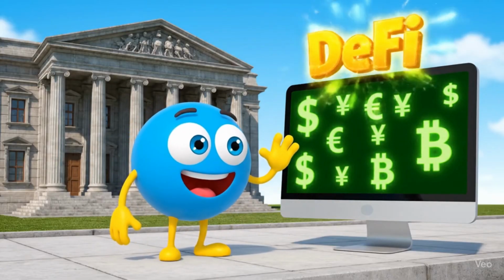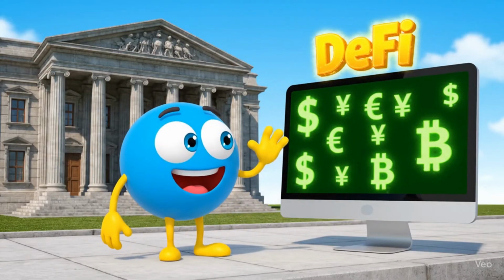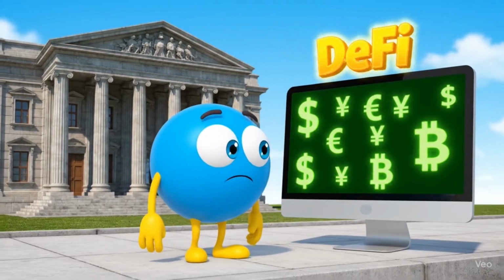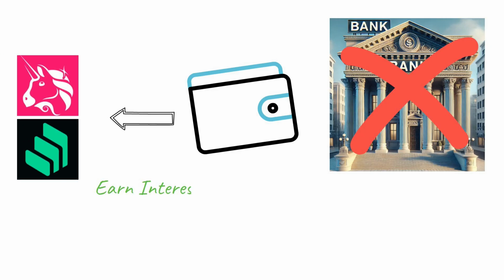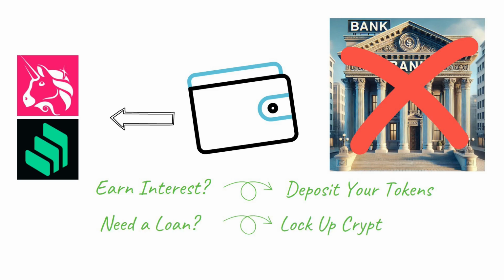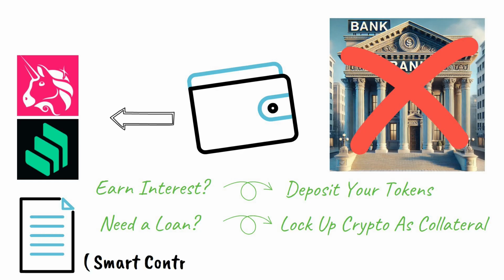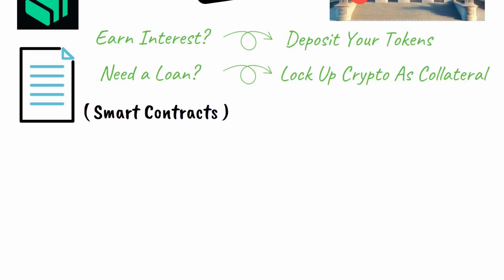Next term, DeFi, which stands for decentralized finance, basically banking without banks. Instead of a bank, you connect your crypto wallet to apps like Uniswap or Compound. Want to earn interest? Just deposit your tokens. Need a loan? Lock up some crypto as collateral and borrow. It all runs on automated code, smart contracts, so there's no middleman.